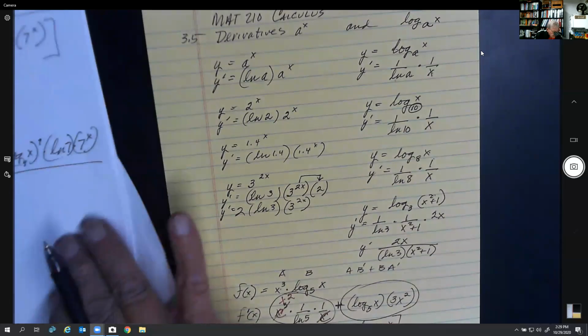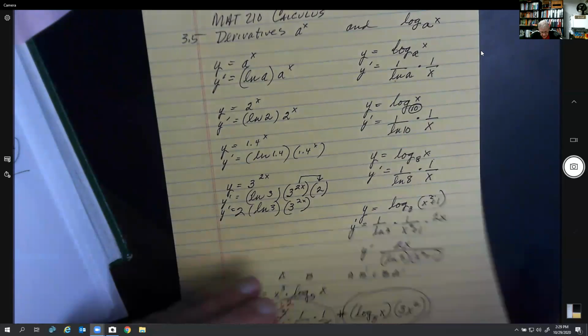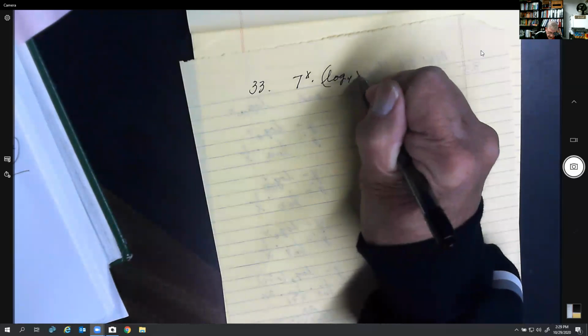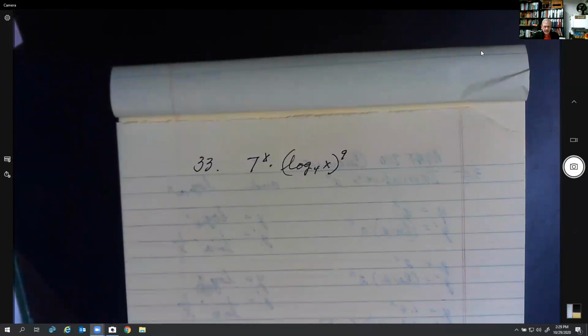I did come across one other problem that was kind of interesting. This was number 33. I wrote it down here so we have it handy. Let's flip this over. 33. You had 7x times the log base 4 of x to the 9th power. Okay, so this one looks kind of interesting. Let's zoom in a little bit more into it, make it more exciting. Let's see what we can do on this one.